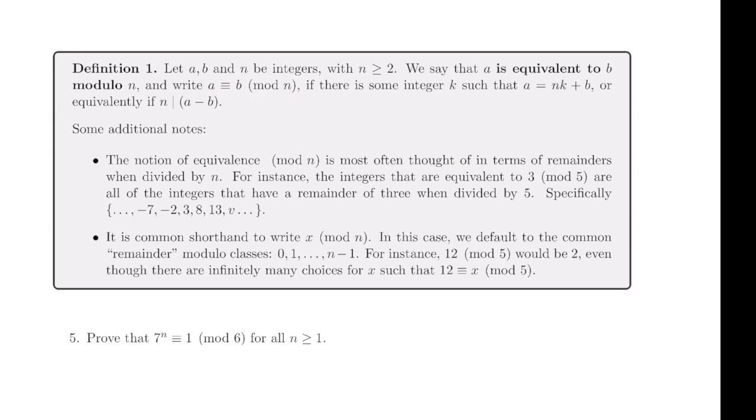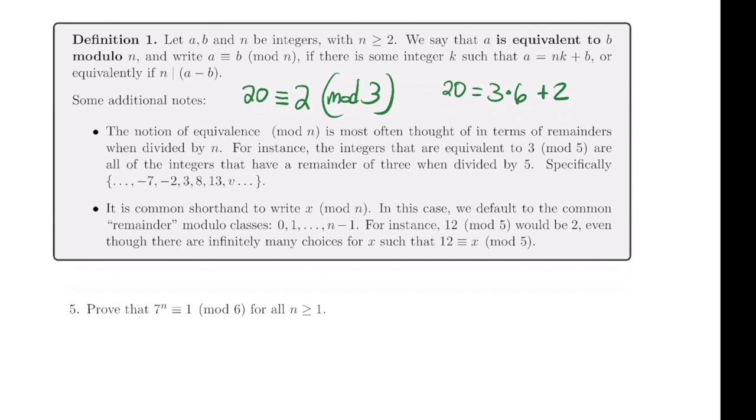For example, if I wanted to know what is 20 mod 3, then you can think about it this way: 20 is equal to 3 times 6 plus 2. So when I divide 20 by 3, I get a remainder of 2. That's one way to think about these. Any questions about that? Okay.